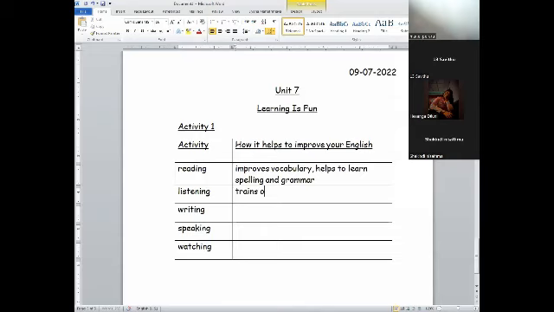Listening trains our ears and helps with our pronunciation.